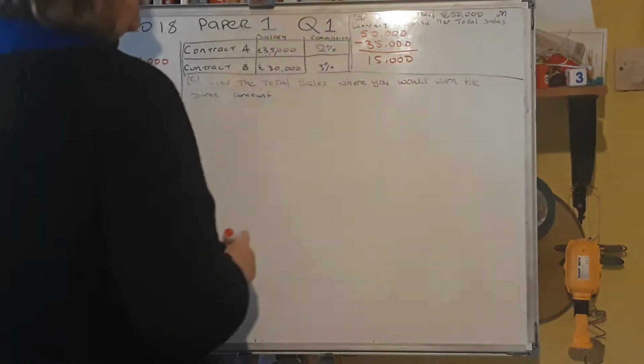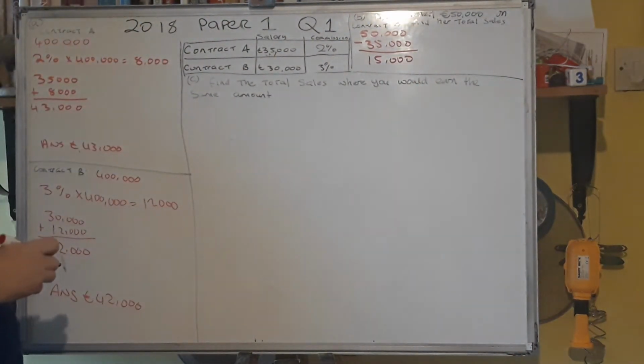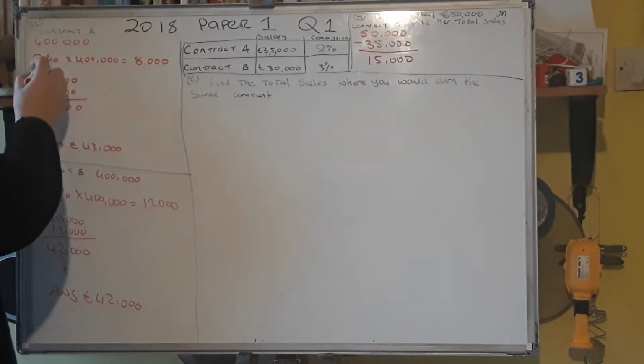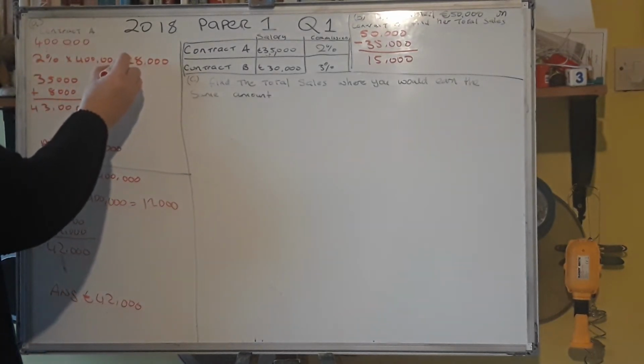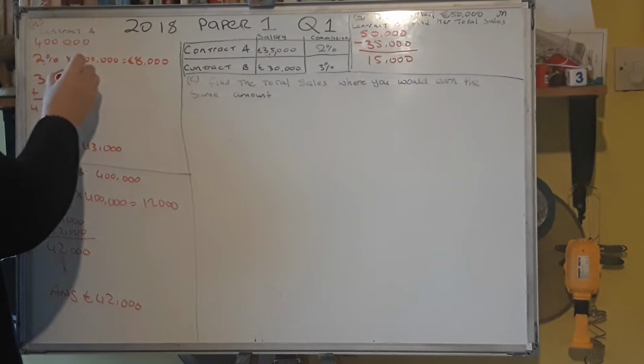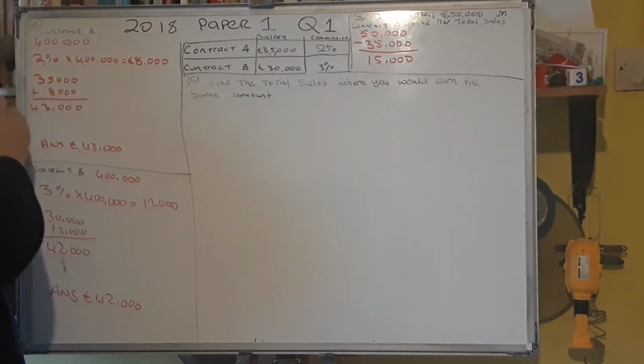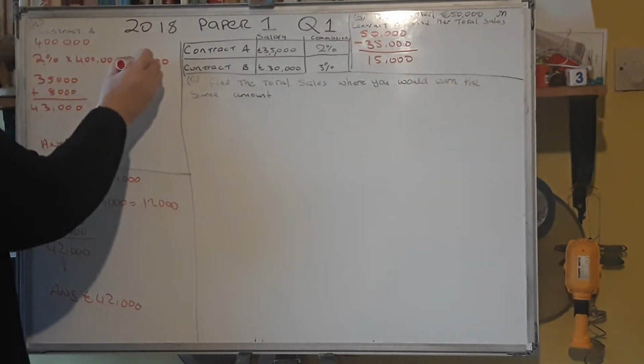Right? Now to find out how much she earned, to find out the money, we had 2% multiplied by the sales. Okay? The percentage multiplied by the sales gave you the earning.